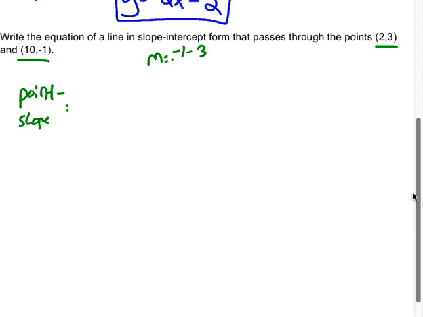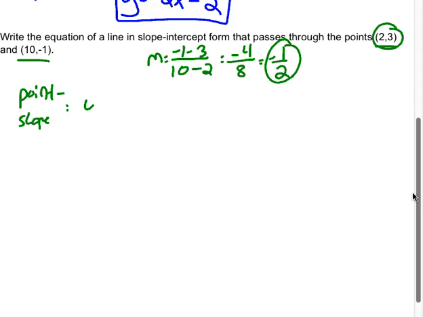Subtract your y values, subtract your x's, so -4 over 8. I have a slope of -1/2. So remember, for the point slope equation, now I have my slope. I pick one of my points to work with. y minus the y value from the point equals the slope times x minus the x value from the point.